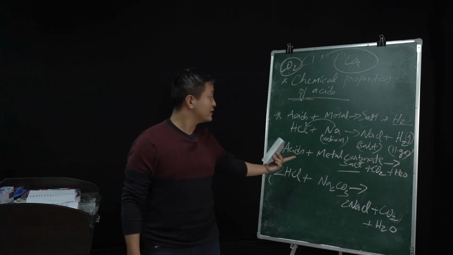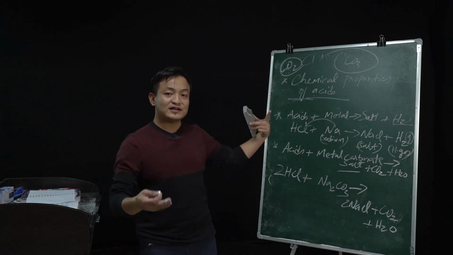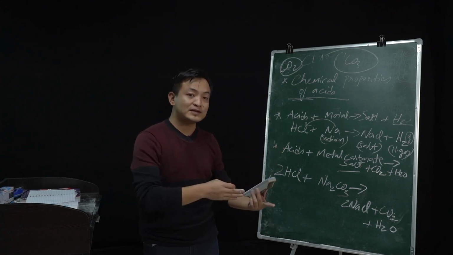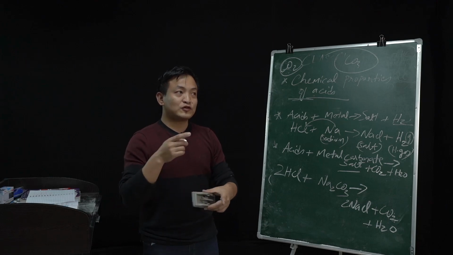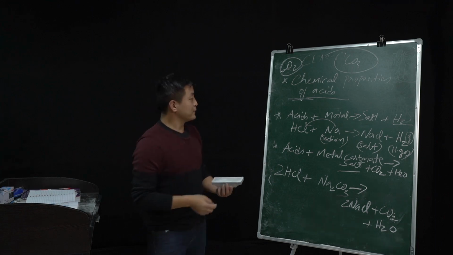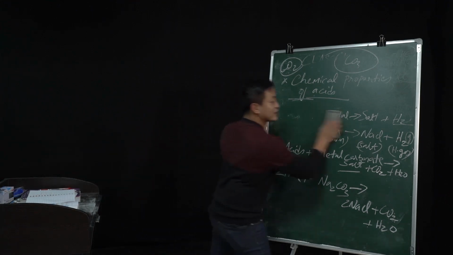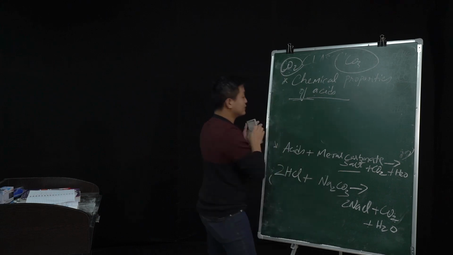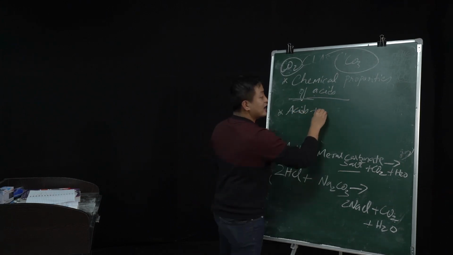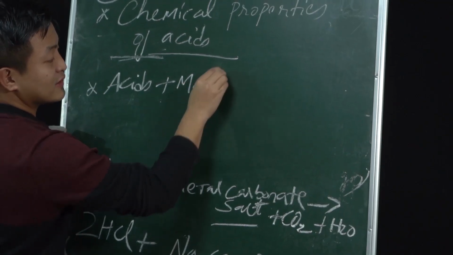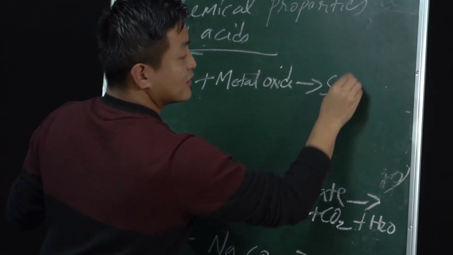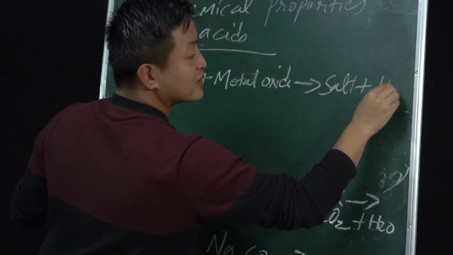We have the third one, that is acid. What results will we get if we react acid with metal oxide? That means metal and oxide. So any metal we'll put, and then oxide means just one oxygen. So I'll write here for the third one, that acids reacting with metal oxide will give salt and water.